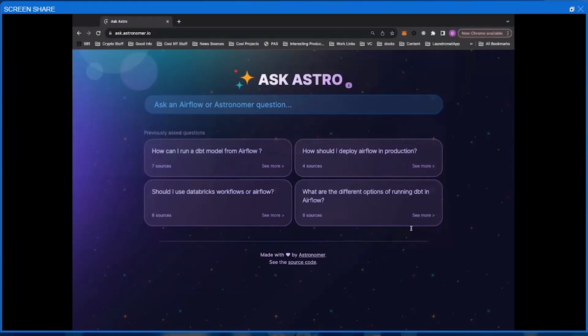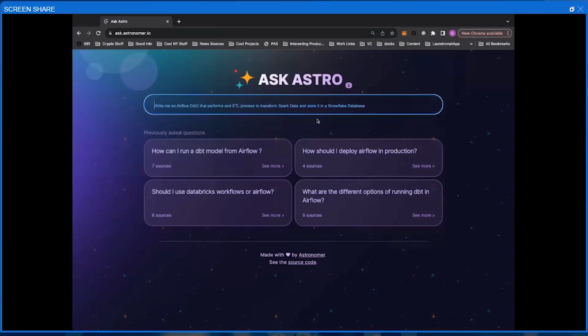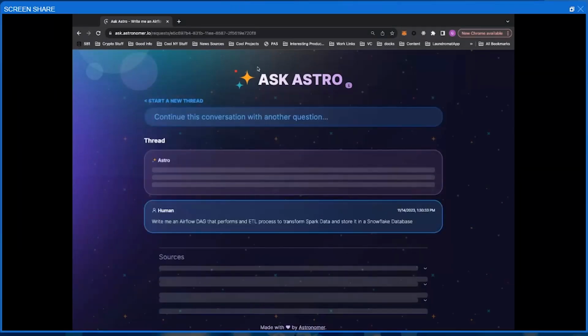But here I can ask Astro, and what Ask Astro is, you can think of it like ChatGPT, but trained on every single piece of Airflow documentation, our own internal customer use cases, support tickets, and the Airflow Slack to become the best place to ask any of your Airflow questions. One example is, I could say, hey, write me a DAG that performs an ETL process to transform Spark data and store it in a Snowflake database.